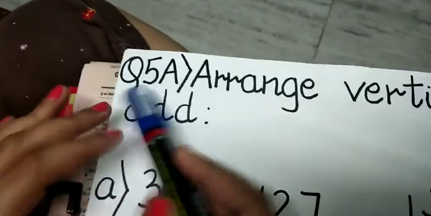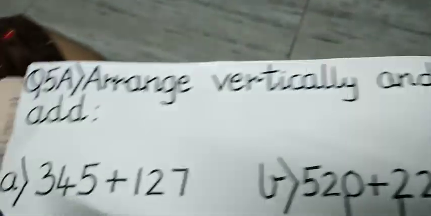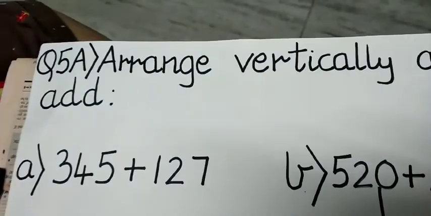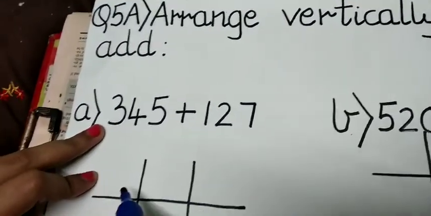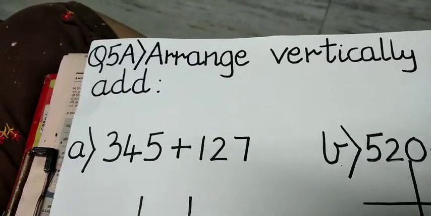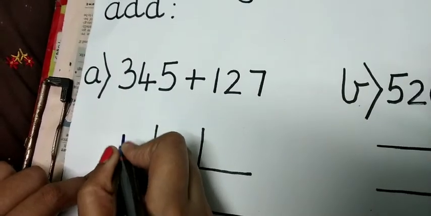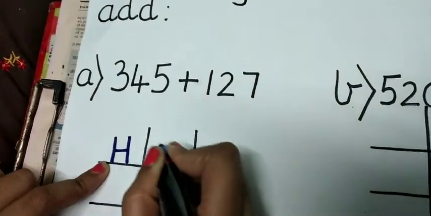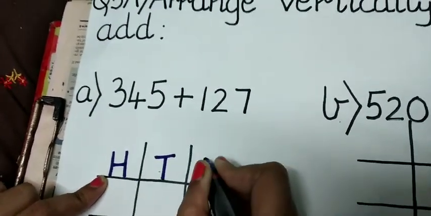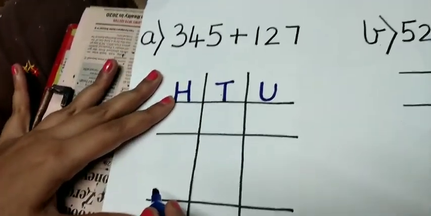Question number 5a. Arrange vertically and add. Now you have to arrange the sums, boys. First sum: 345 plus 127. Write H, T, U (hundreds, tens, units), and then arrange the sum.